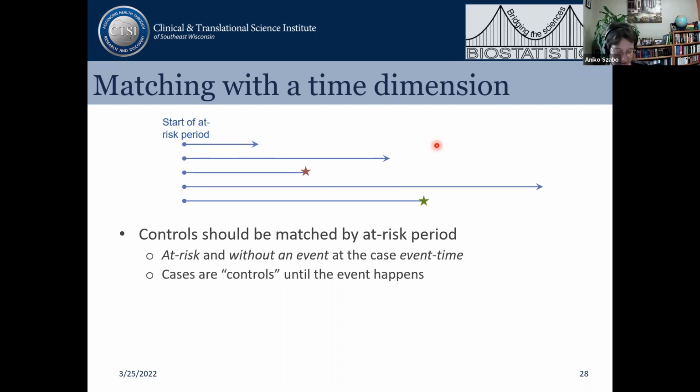So the idea is that we would want to match to patients who are at risk without an event when the case has the event. So for this red star, the potential controls are all patients who are still at risk but haven't had an event yet or never will. So this person, for example, is not a potential control because they are not at risk. But note that this person is a potential control even though they'll have an event later.